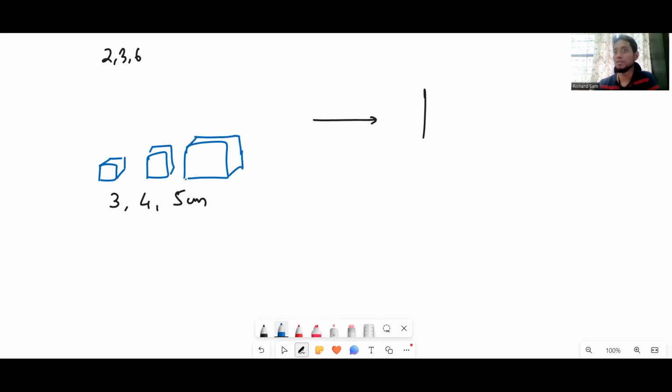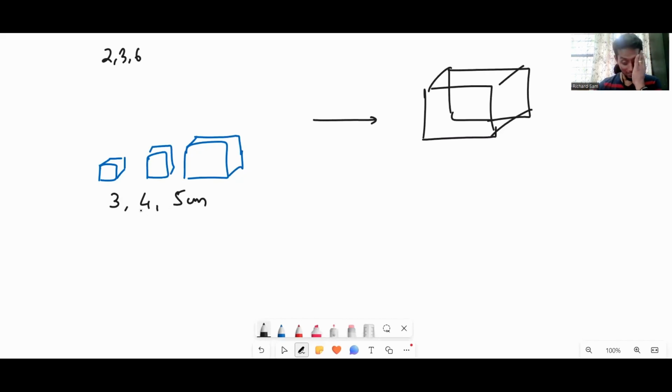Okay, now these cubes are all melted and made into one big what? Cuboid or cube? Cube. Okay, made into one cube itself. What? 3 plus 4 plus 5? Yes. These are the sides. Okay, see, this is 5, 5, 5. You understand? For this 4, 4, 4. Length, breadth, height. Yeah, it's a cube.